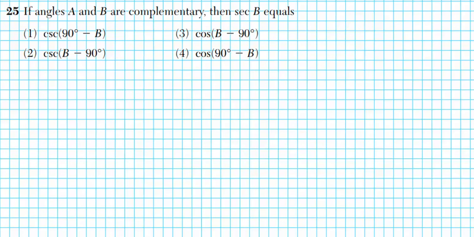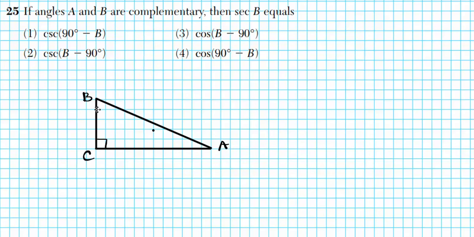If you're thinking about an easy way to visualize complementary angles, just create a right triangle, okay? One of the angles is going to be, let's say this angle is B, and this is A. Since this is 90 degrees, guess what? A and B are automatically complementary. Okay, so I'm going to use this triangle to help me solve the problem.